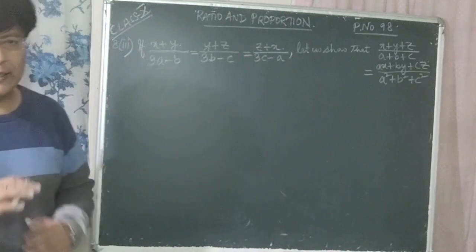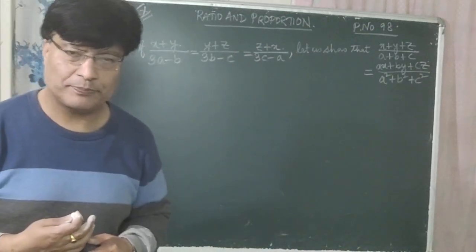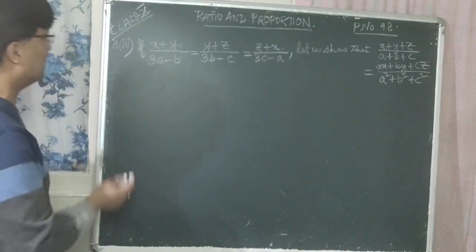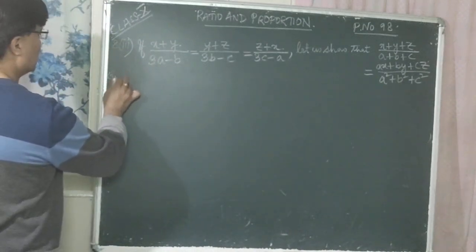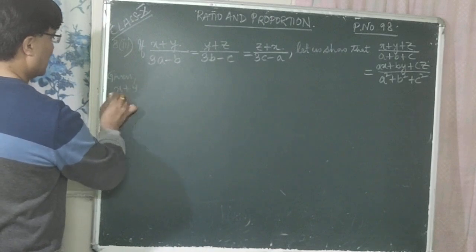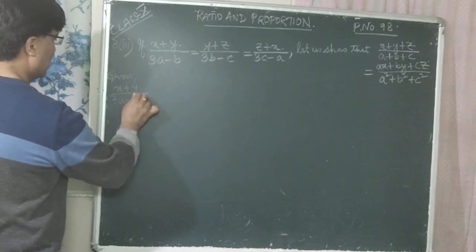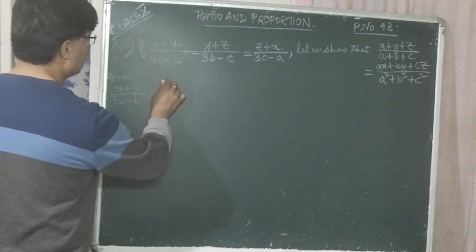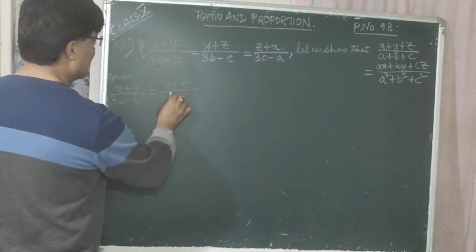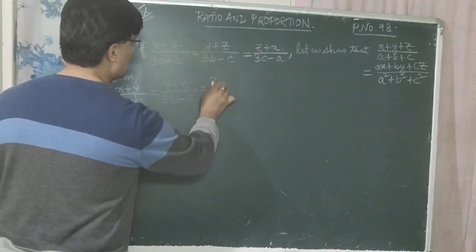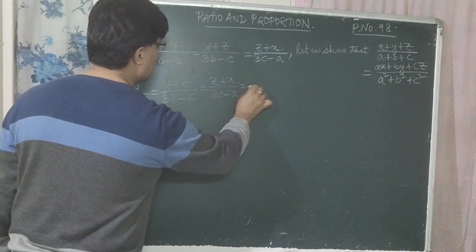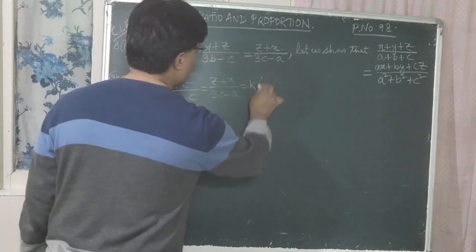So here also let us use the k method. Let the given part be equal to k. Okay, so here the given is x plus y upon 3a minus b is equal to y plus z divided by 3b minus c is equal to z plus x upon 3c minus a is equal to k suppose.